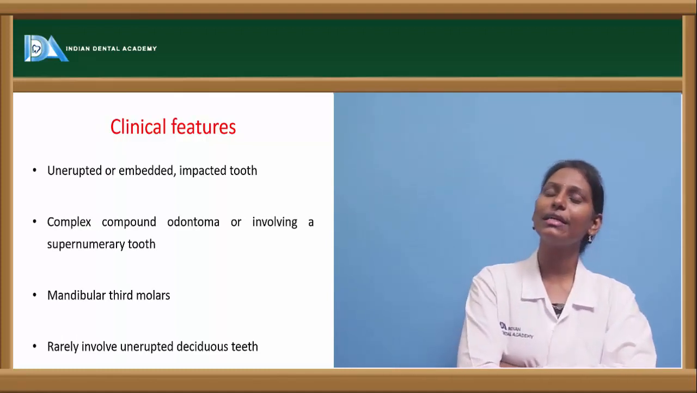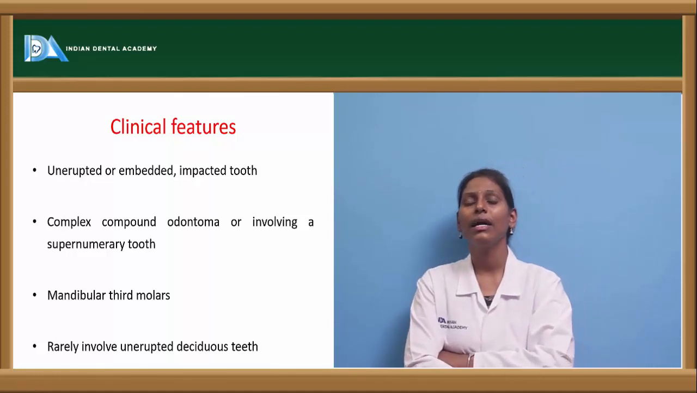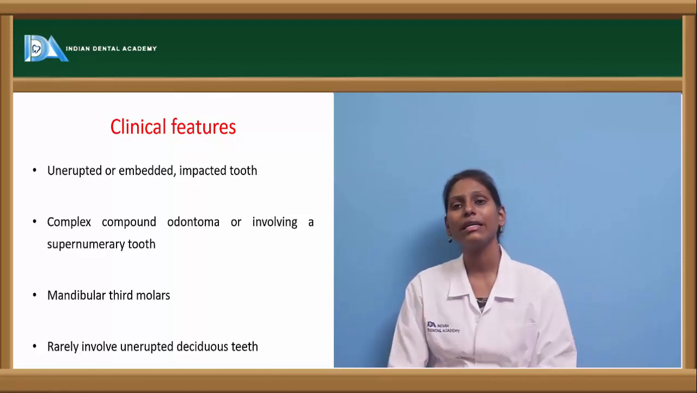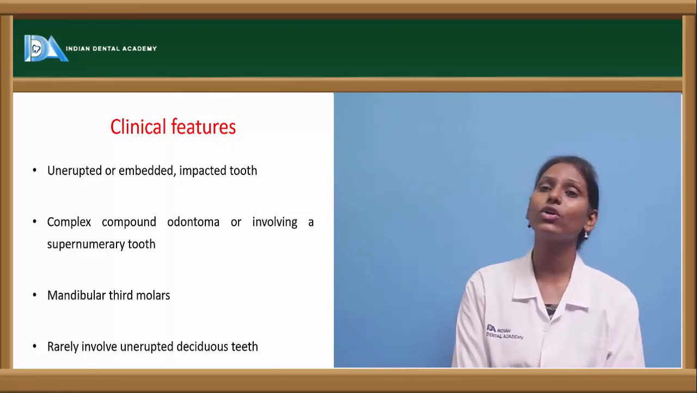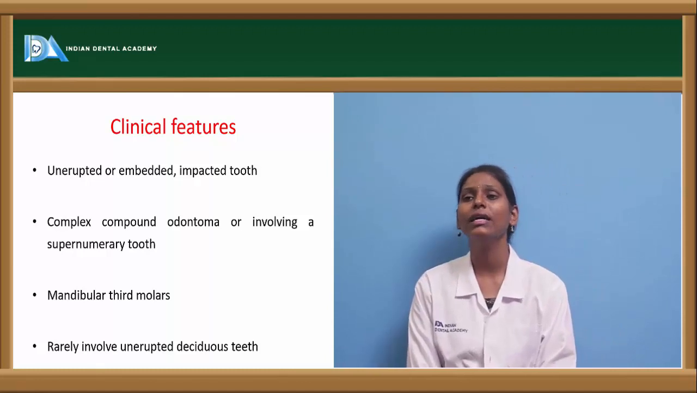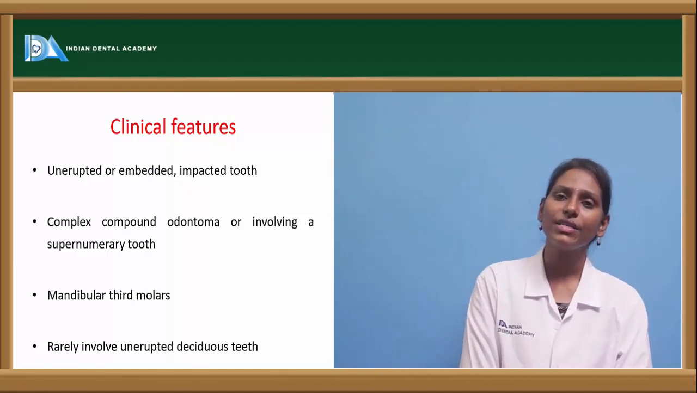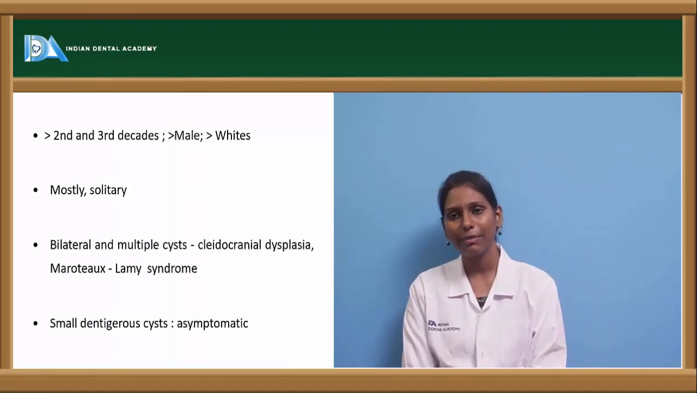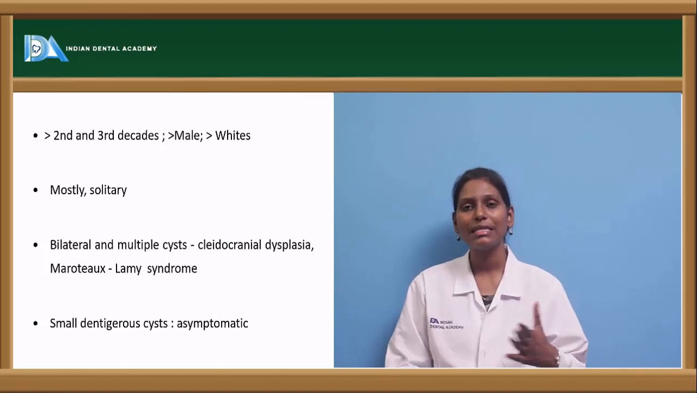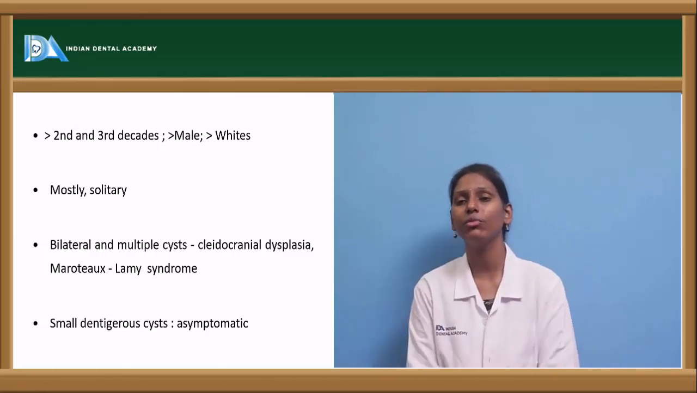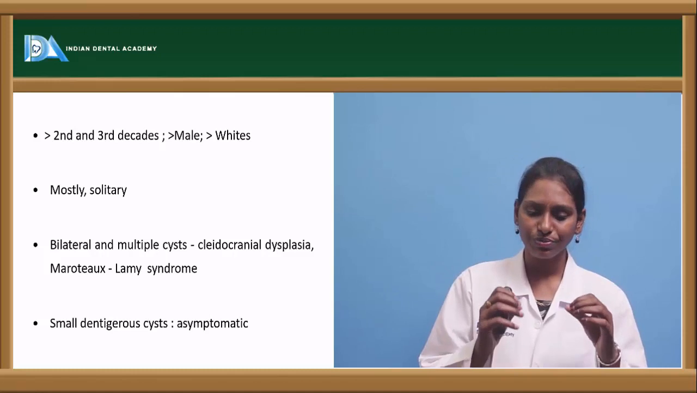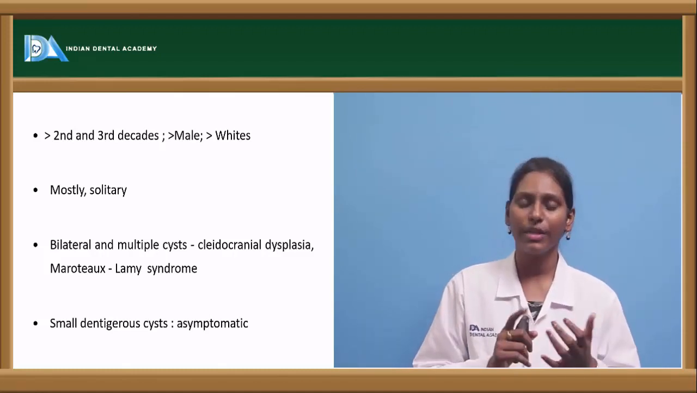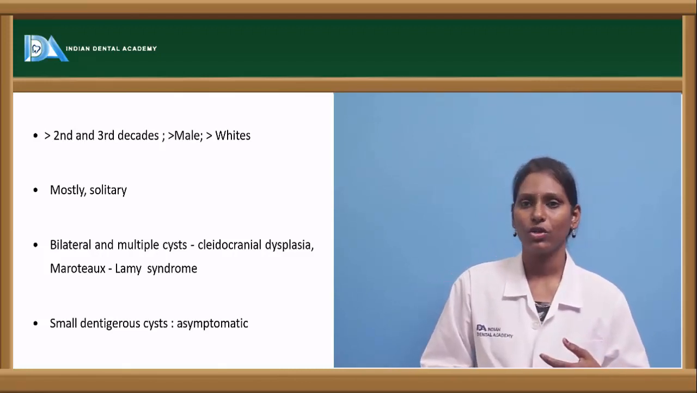Now coming to clinical features, it is usually associated with unerupted, embedded or impacted teeth. We can also see it in supernumerary teeth or complex and compound odontomes associated with a dentigerous cyst. Most commonly it is seen with mandibular third molars. It rarely involves unerupted deciduous teeth, and is usually seen in the second to third decade of life, most commonly in males, and mostly these are solitary in nature. If we see bilateral or multiple cysts, they are seen in cleidocranial dysplasia and Maroteaux-Lamy syndrome.